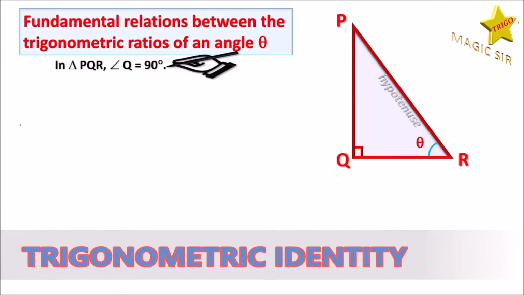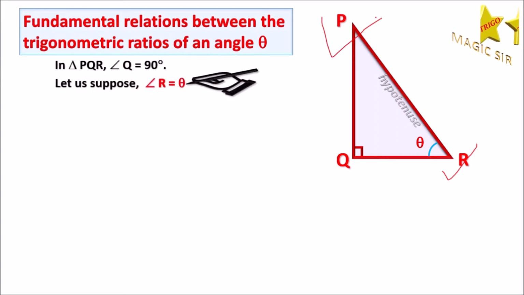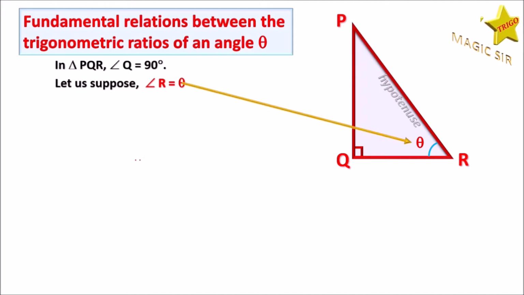See the figure. In triangle PQR, angle Q is equal to 90 degrees. So PR is hypotenuse. Here, angle R and angle P are acute angles. Let us suppose angle R is equal to theta. So theta is an acute angle. See the animation. Here theta lies between 0 degrees and 90 degrees.